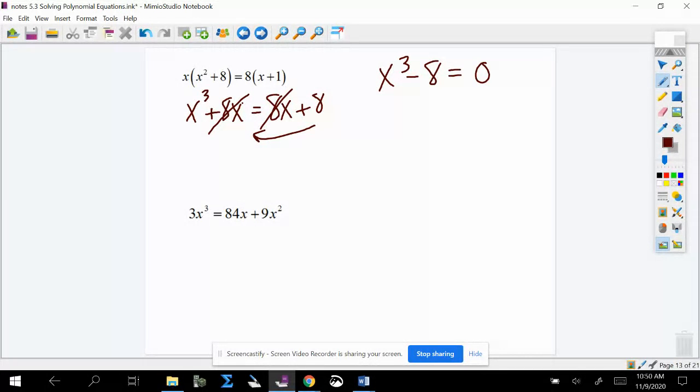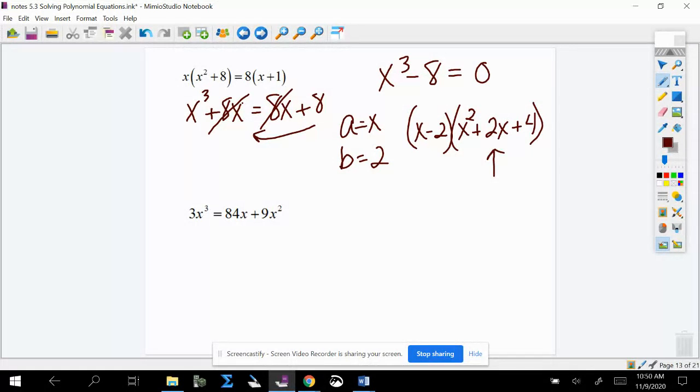That is a difference of cubes. We have two terms. They're both perfect cubes. A is x, b is 2. So my formula is a minus b, so x minus 2. And then x squared plus x times 2, or just 2x, plus 2 squared, which is 4. Again, this gives me imaginary, and this gives me an answer of x equals 2.